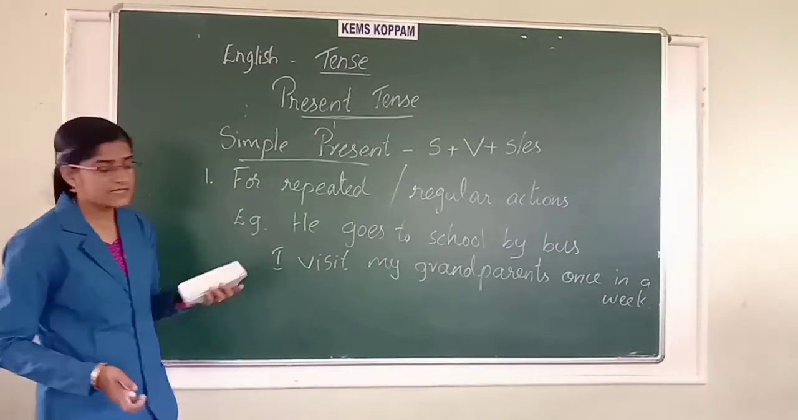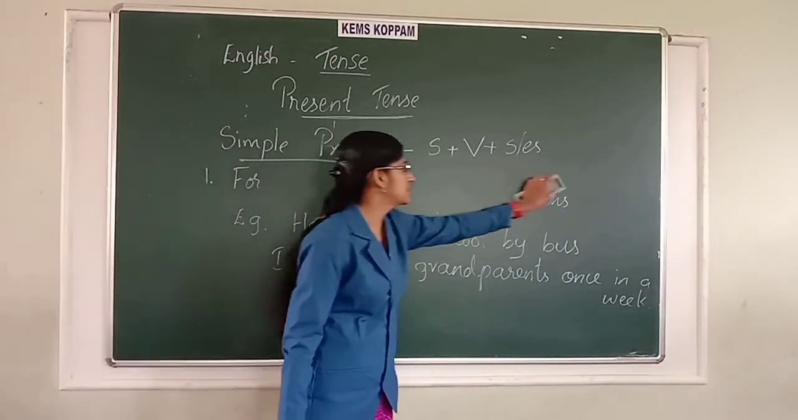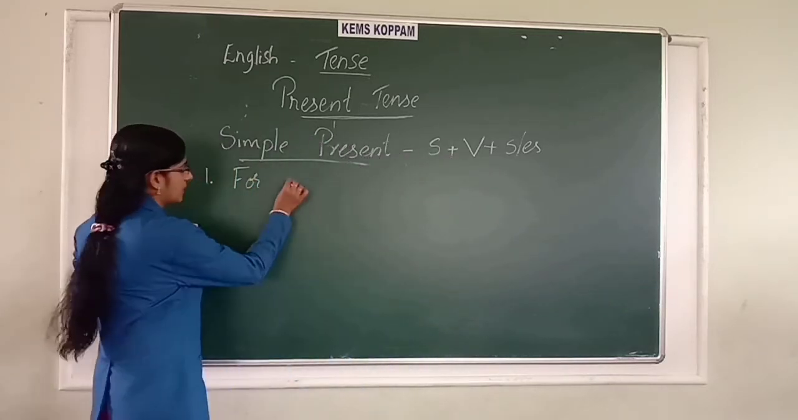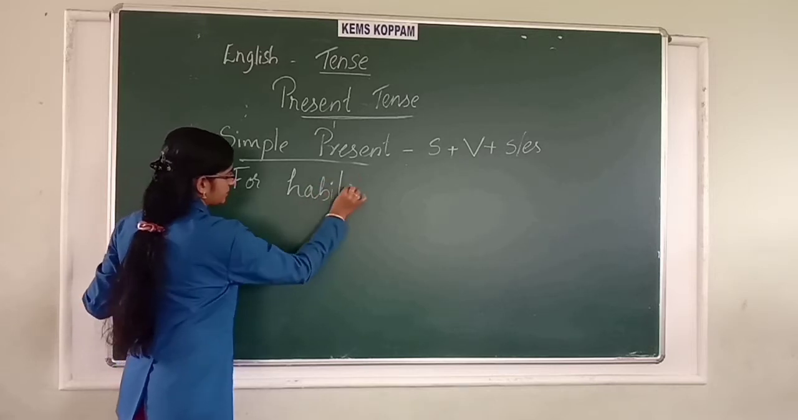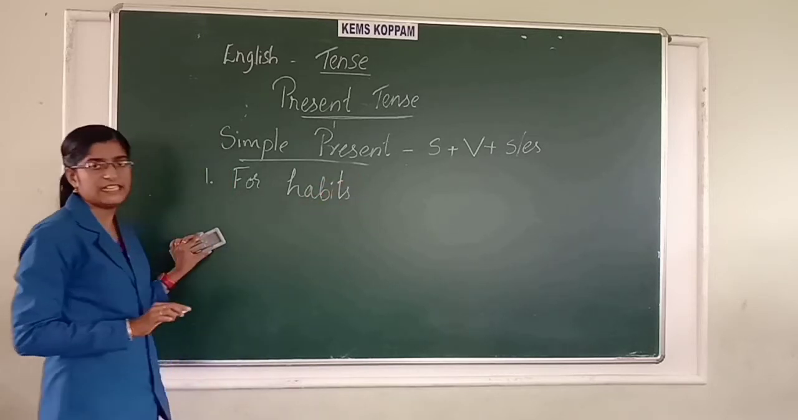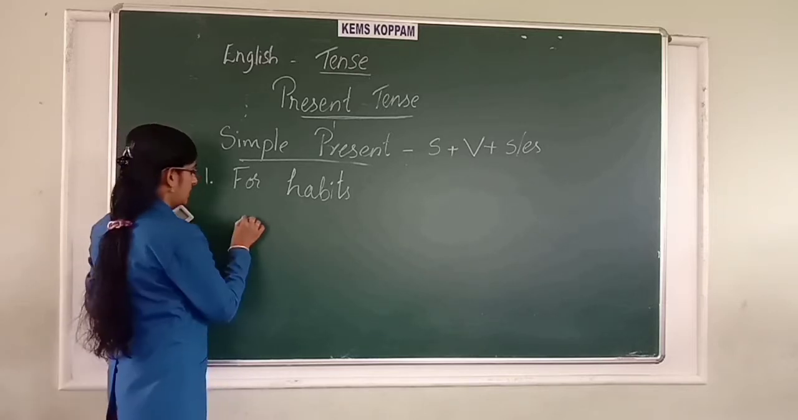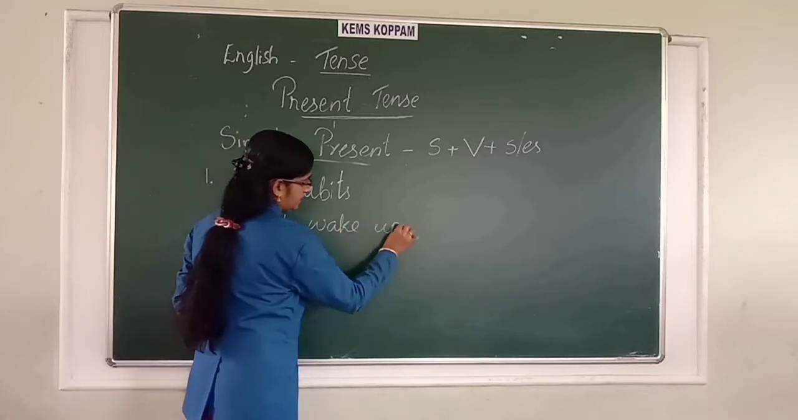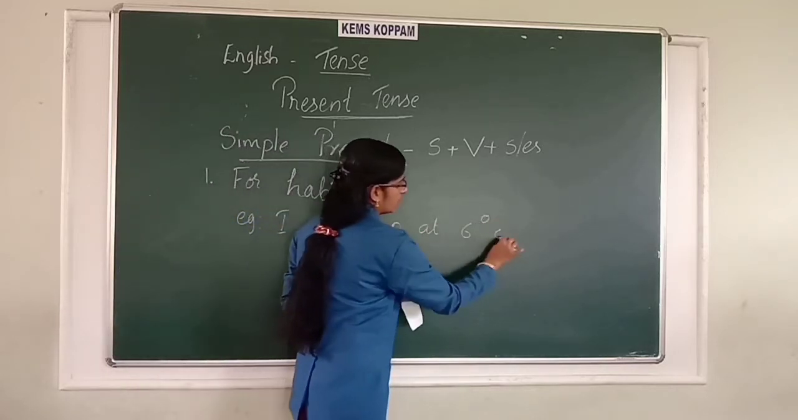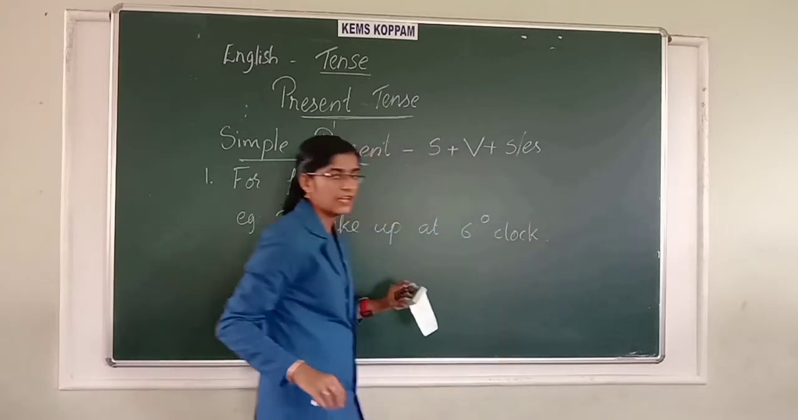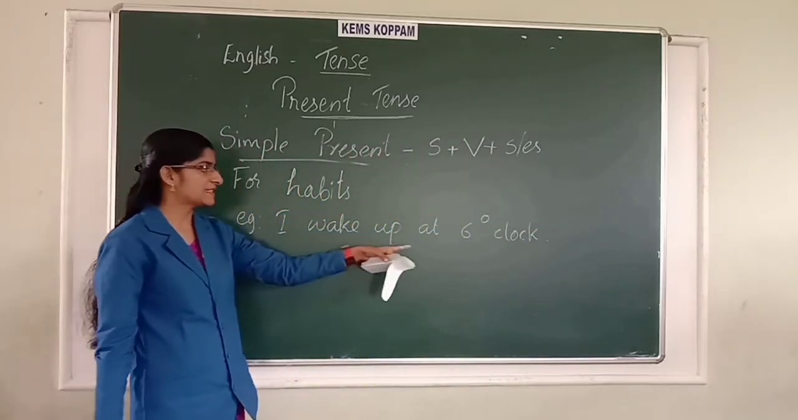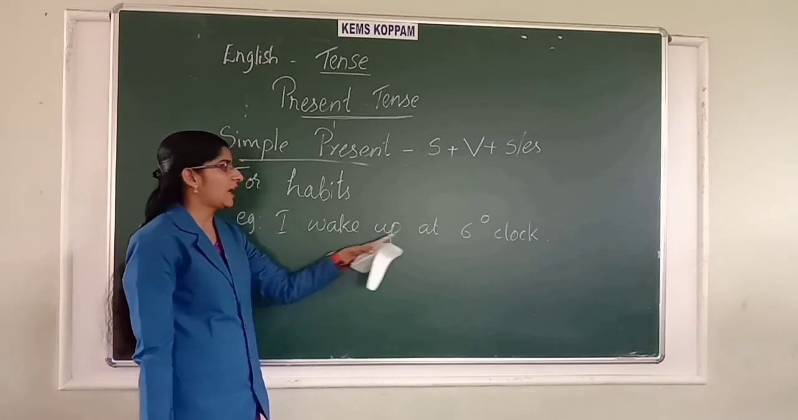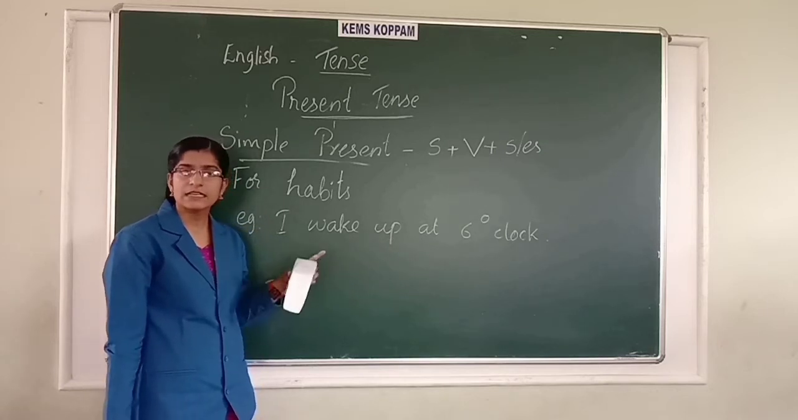Let's look at the second use, for habits. The second use of simple present is for habits. Habits means our daily routine. For example, I wake up at 6 o'clock every day. I wake up at 6 o'clock. It is my habit. Daily, every day, I wake up at 6 o'clock.